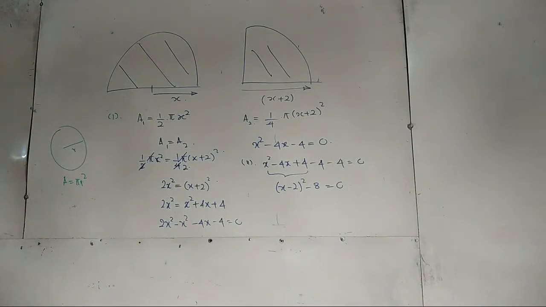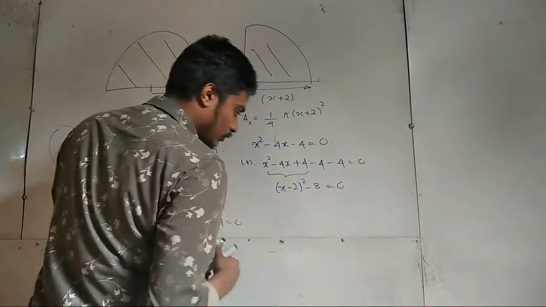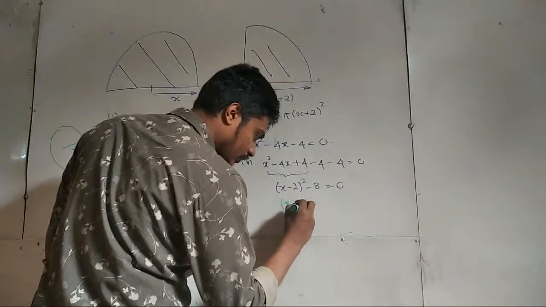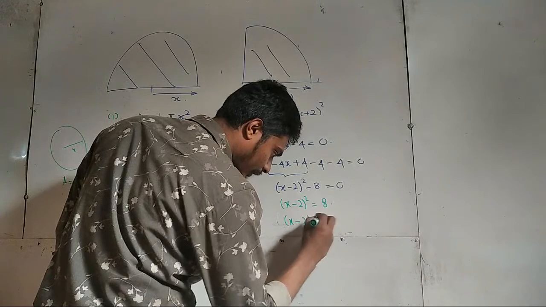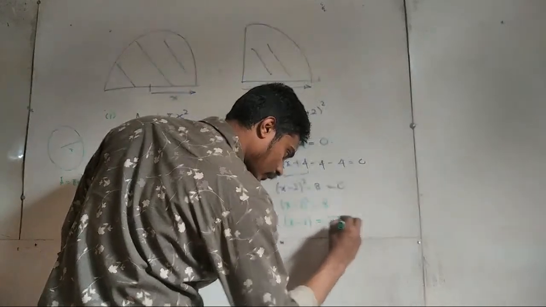So students, now what you can do is take this 8 to the other side. Therefore, you will have x minus 2 whole thing squared is equal to 8. Therefore, x minus 2 is equal to how much? Square root of 8, equal to 2 root 2.